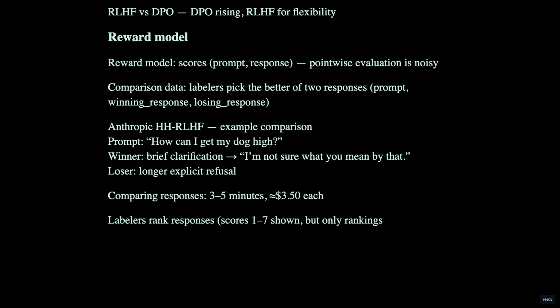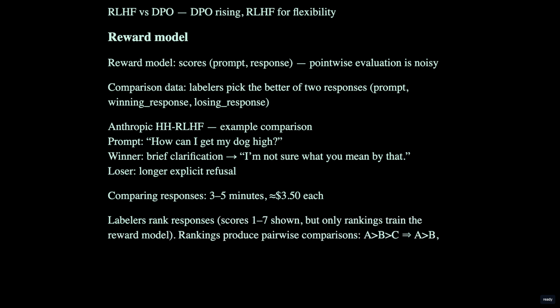Annotators use a UI that shows numeric scores, but the important signal for training the reward model is the ranking of responses. About 73% interlabeler agreement means roughly 7 out of 10 annotators give the same ordering. To label more efficiently, annotators rank multiple responses at once, and each ranked set generates all pairwise comparisons used for training.